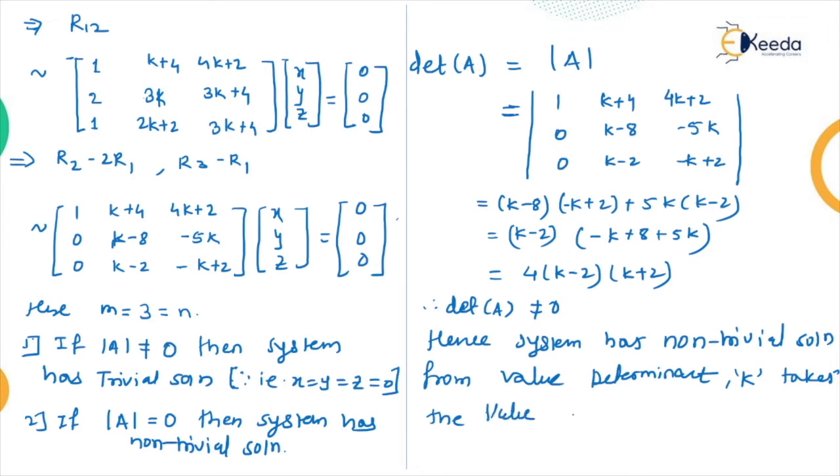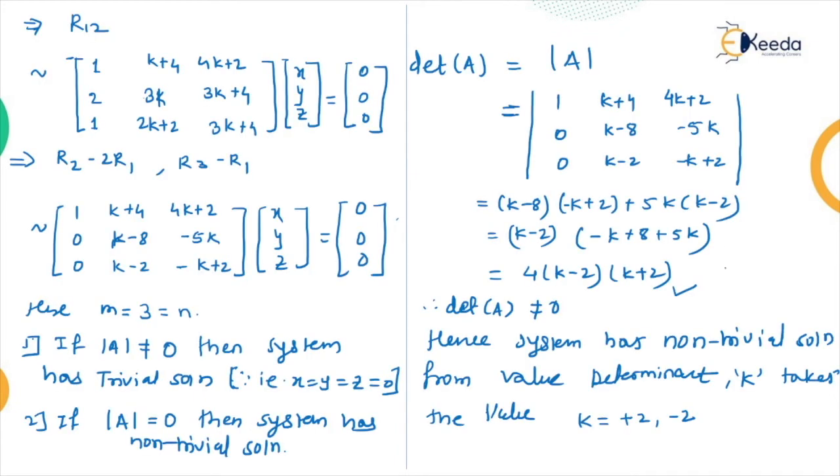That is (k minus 2)(k plus 2), which means k takes the values plus 2 and minus 2. So for k equal to plus 2 we check case number 1, and for k equal to minus 2 we check case number 2. Now let me start how to find whether the system has a non-trivial solution. So let's see case number 1.